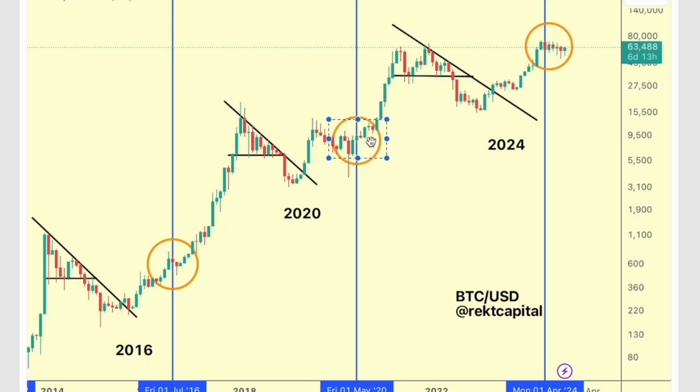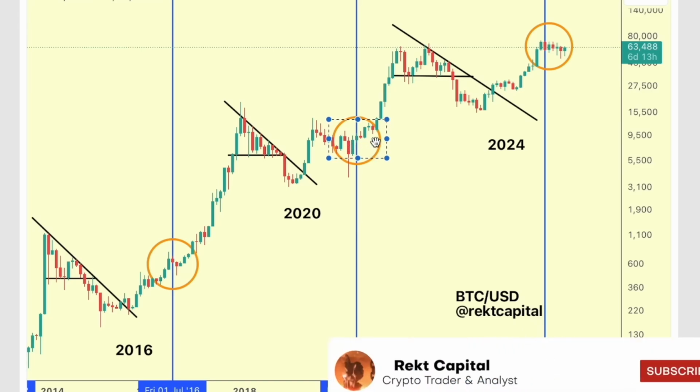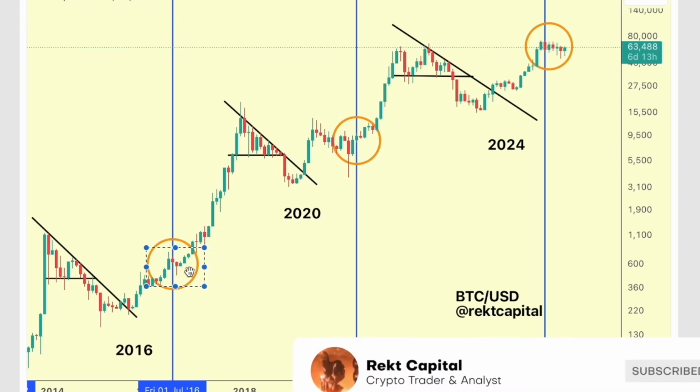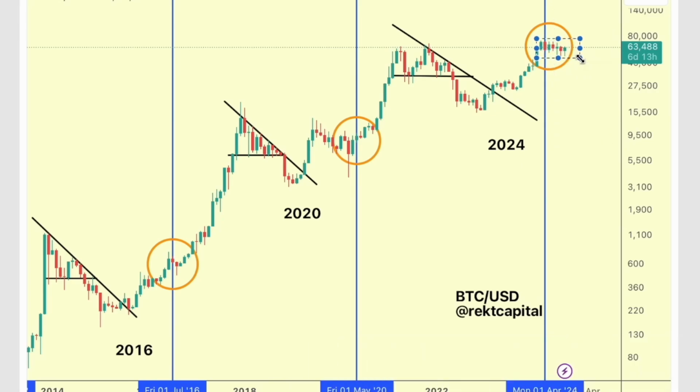In and around the halving, we tend to see a lot of pulling back, moving sideways, whatever the case may be. But overall, that just proceeds upside to new all-time highs and beyond. And that has been the case in each cycle. And that's something that we're gearing up for as well.